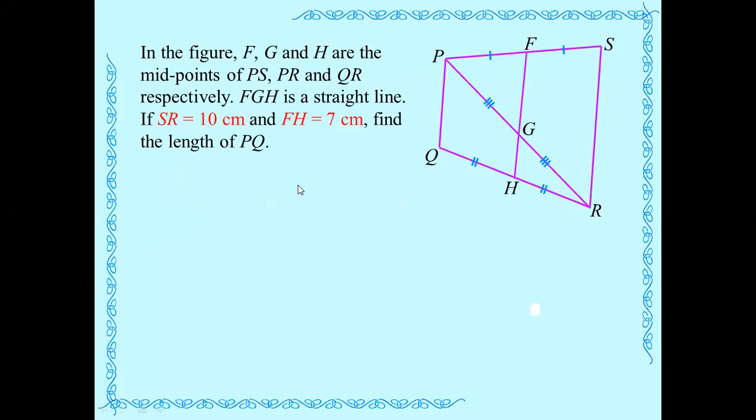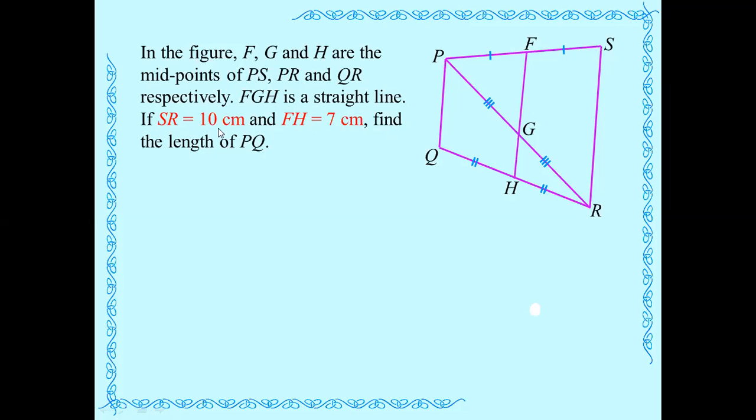In the figure, you can see the points F, G, H. They are the midpoints of the lines PS, PR, and QR. Besides, FGH is a straight line with SR is 10 cm, FH is 7 cm. The question is find the length of PQ.